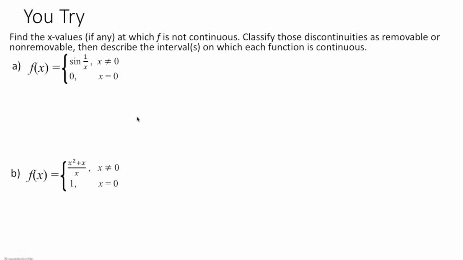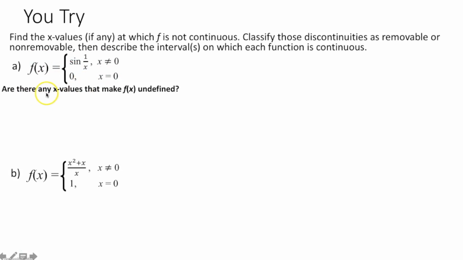You try. Okay, so we're doing the same thing. It says find the x values, if any, at which f is not continuous, then classify the discontinuities as removable or non-removable, and then describe the intervals on which each function is continuous. So here, we have our piecewise function, f of x is equal to sine of 1 over x for all x not equal to 0, and then when x does equal 0, we have f of x equal to 0.